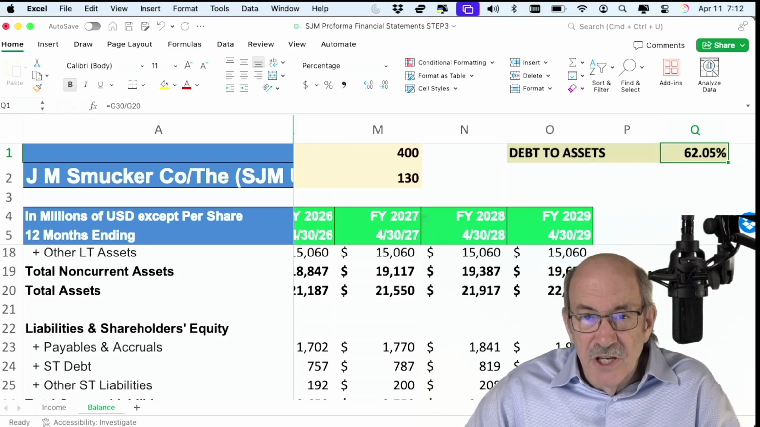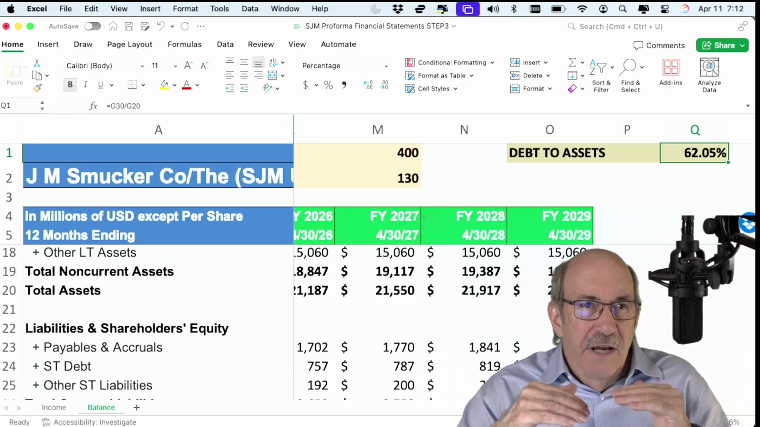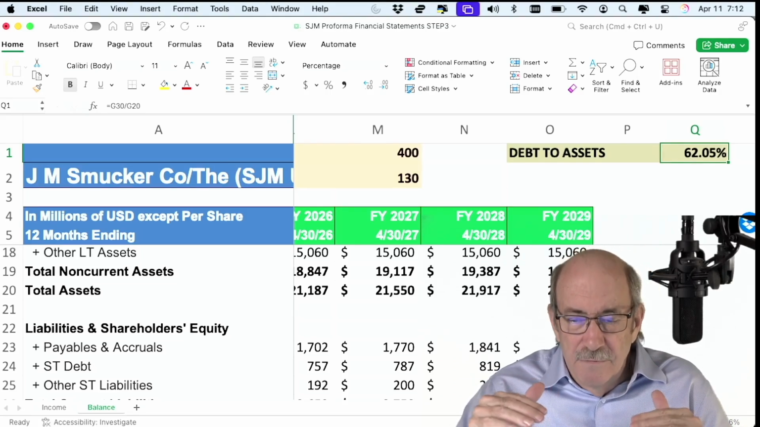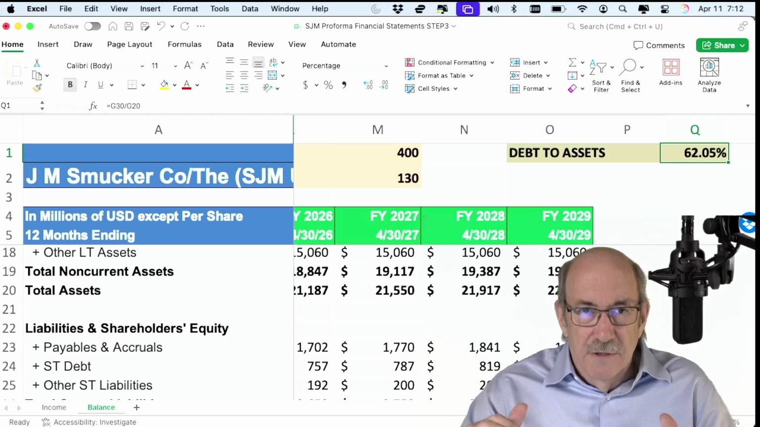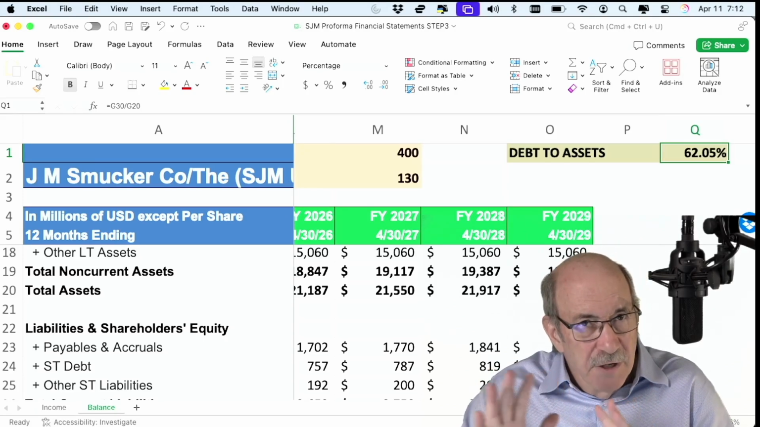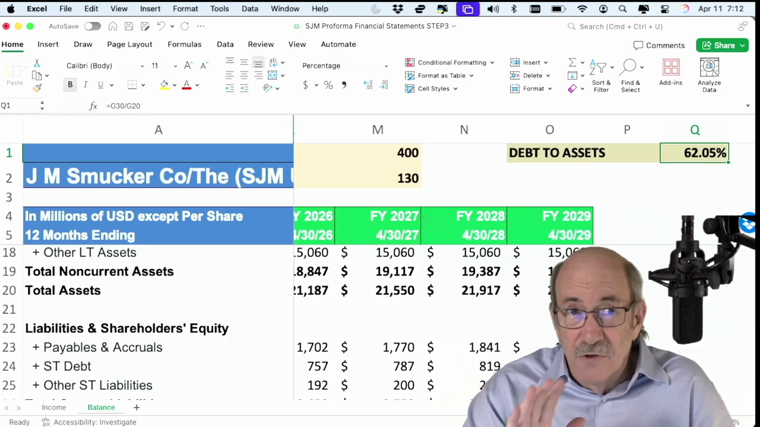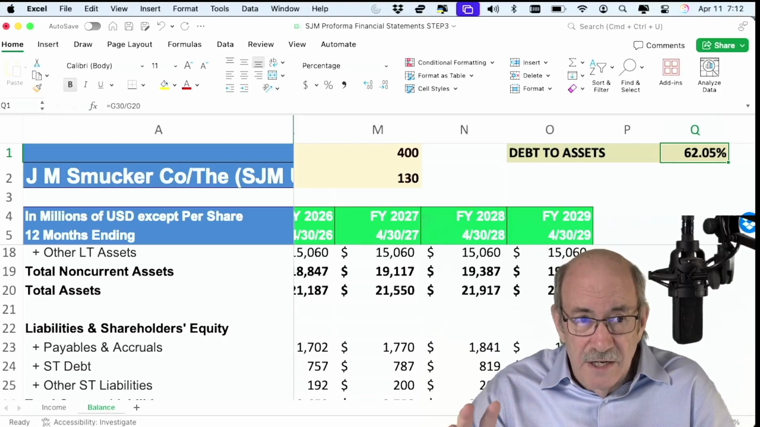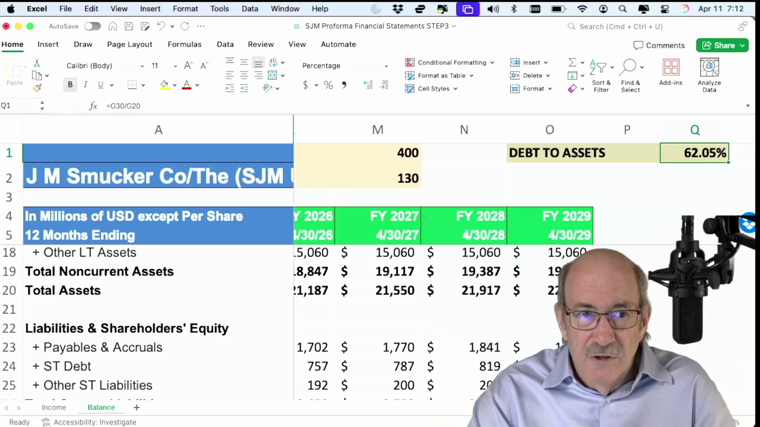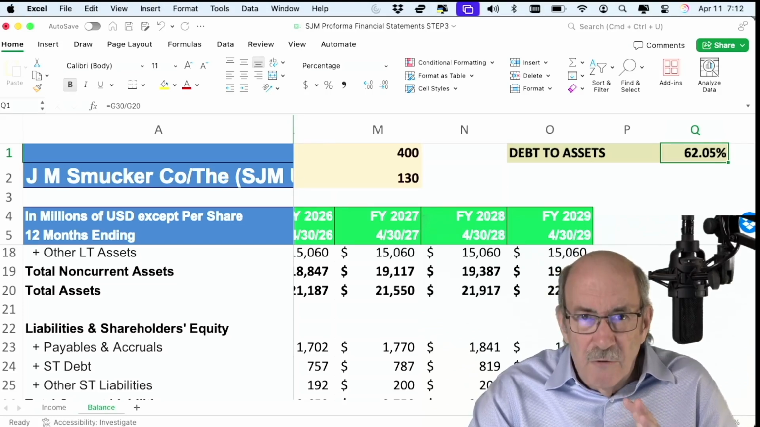I made the assumption that they're at an optimal leverage level and they're going to keep that constant. Again, it may not be the case for AIT. You've got to do your research and see whether that is true. In this particular company's case, we're assuming that they're going to leave their leverage around 62%.